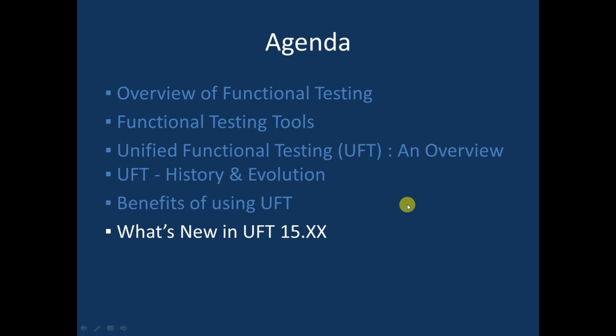Now, UFT is a product of Micro Focus. It was a product of HP, and before that it was a product of Mercury Interactive. It started with QTP, Quick Test Professional. Now it becomes UFT, so UFT equals QTP plus API testing. What exactly is UFT? Unified means it's a combination of functional testing and API testing. It's combined, and then it becomes UFT.